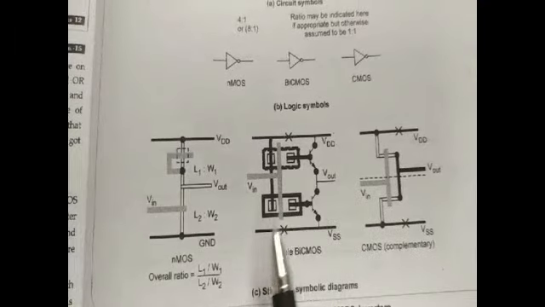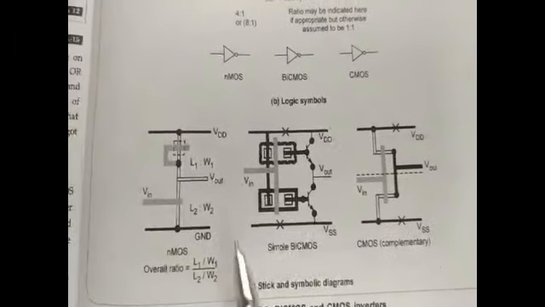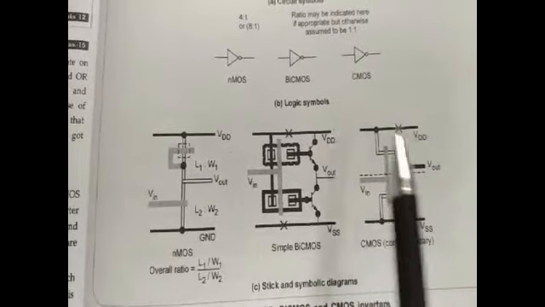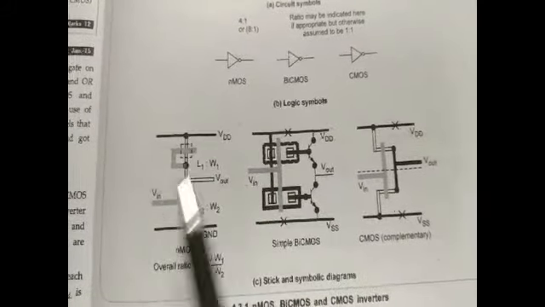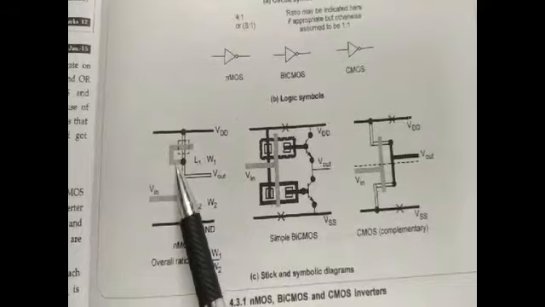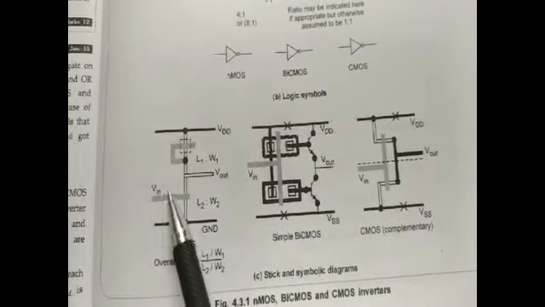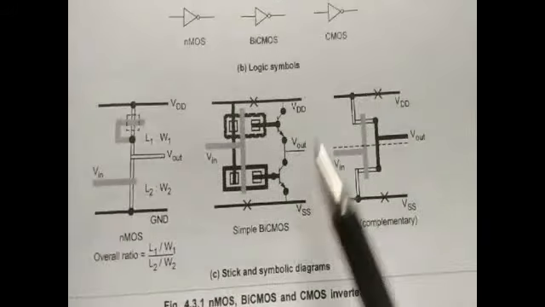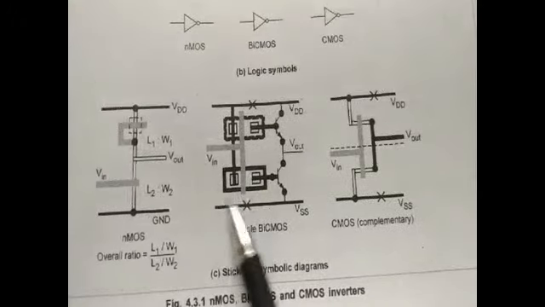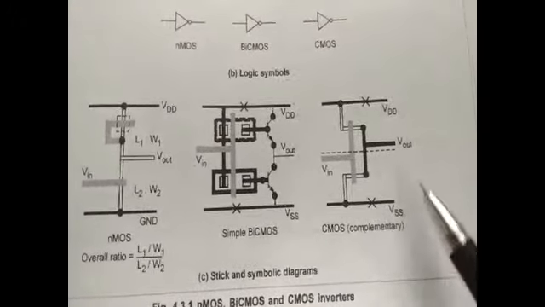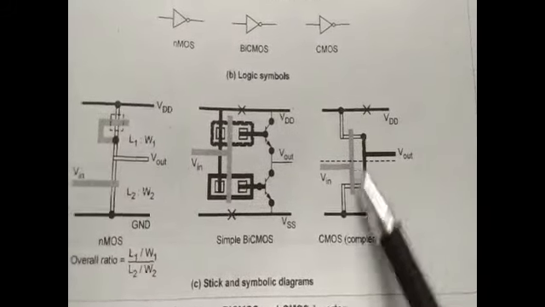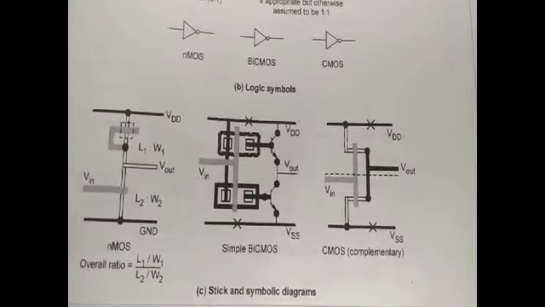Next, the BiCMOS as well as the NMOS stick and symbolic diagram. See here, the stick diagram. The gate of the NMOS means the gate region of the PFET should be shorted, and only the NFET with the union will be given. So this one is the structure of your BiCMOS, and this is the BiCMOS structure. That is your vertical stick diagram.